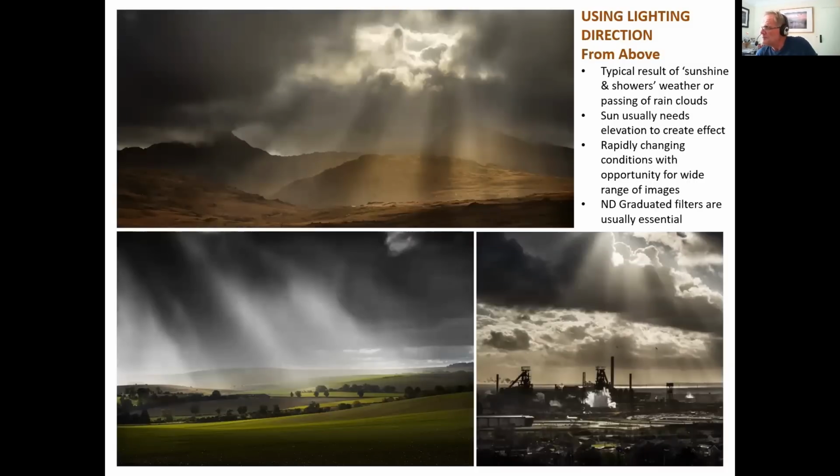Lighting from above is what we call crepuscular rays. Rays from the sun, effectively, where the sun needs elevation. So you're looking at light coming down to the landscape from above, lighting perhaps part of the landscape, creating real drama. Very similar in some ways to backlighting, of course, because you're still shooting against the light by and large, but it's lighting up part of the landscape. So this is more about lighting direction from above.